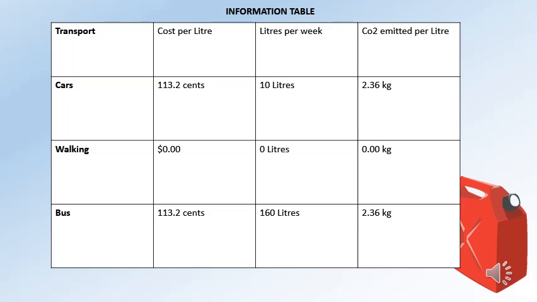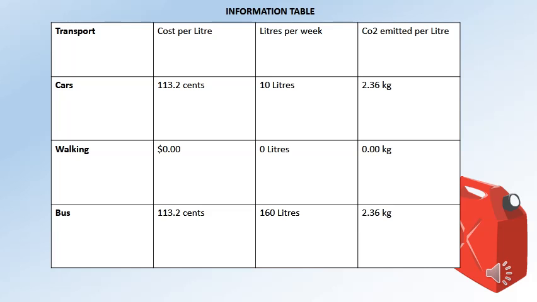However, to do this we need some information about each form of transport. Based on where our school is located, I have some information we can use. If we were closer to a train station, the train would definitely be an option. However, we're going to use the three that we can, which are cars, walking, and taking the bus. In the table we are given the cost per litre, the litres used per week, and the CO2 emitted per litre for each of the three modes of transport.